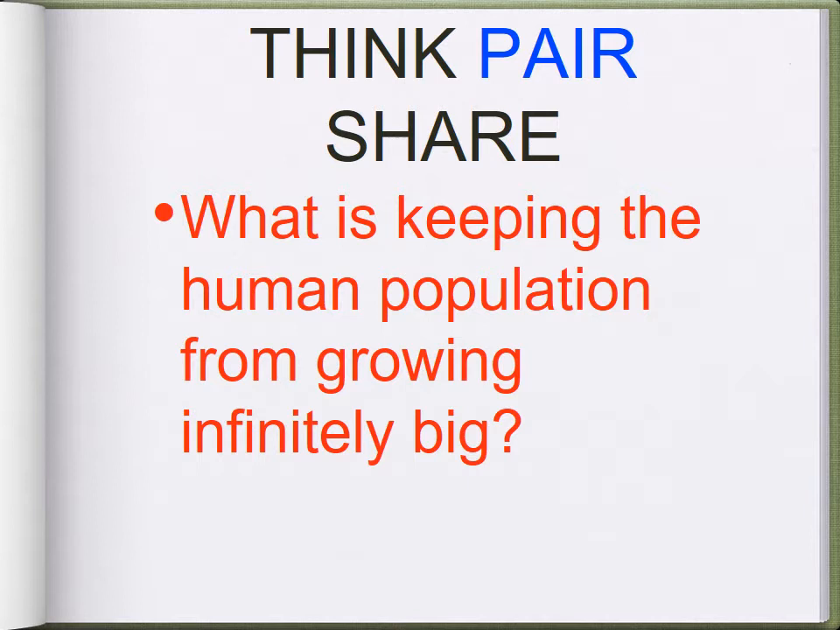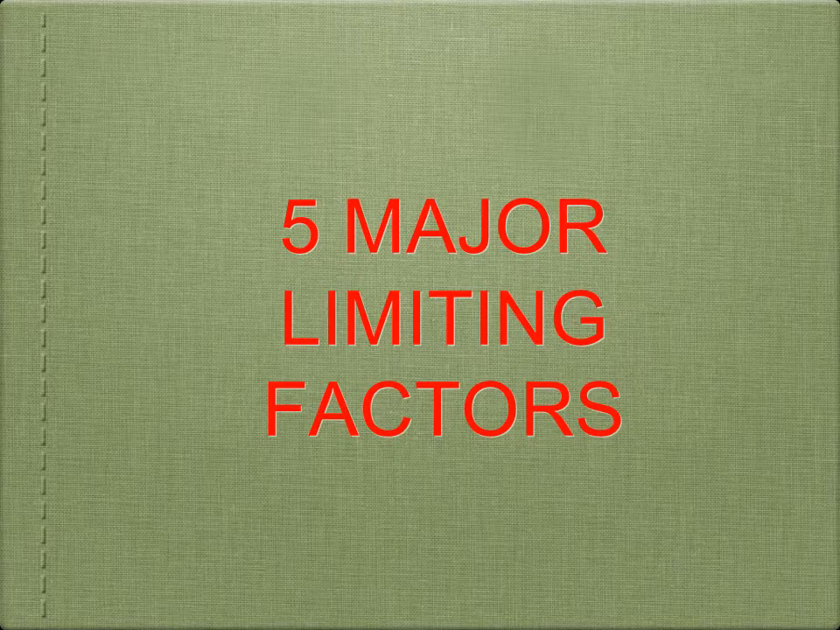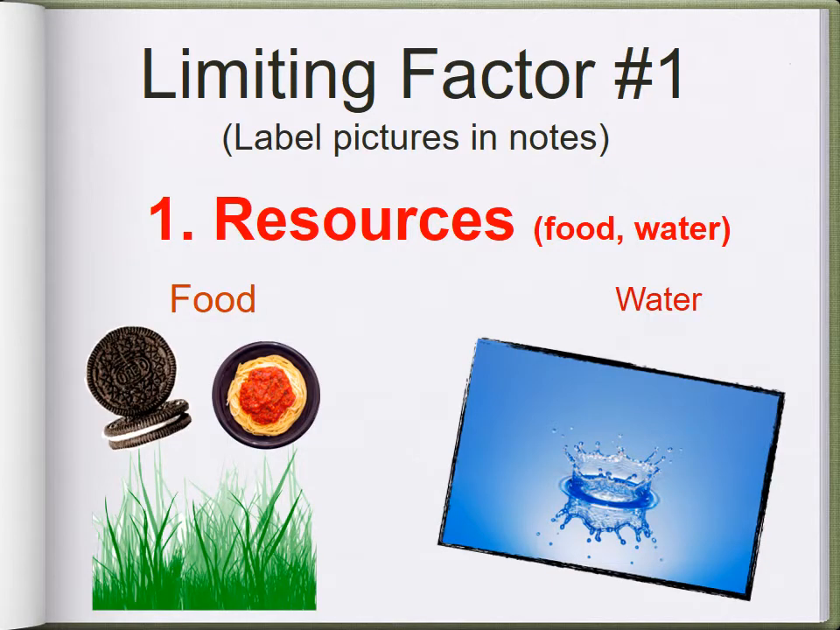So what is keeping our human population from growing forever and forever and forever? We're going to talk about 5 major limiting factors that affect all populations, including humans. Let's look at one of them now. First, we're going to talk about our resources like food and water. The United Nations has predicted that water will be the limiting factor for humans, that one day we will simply not have enough water for the population.